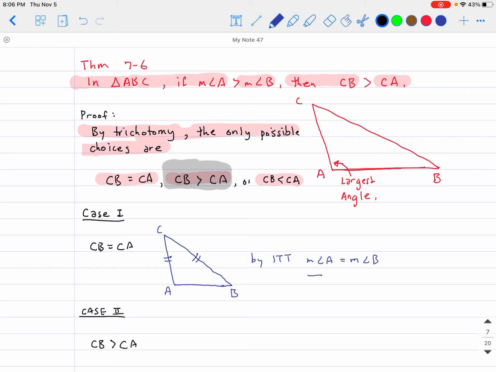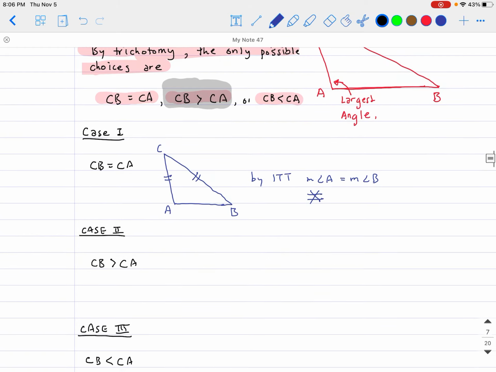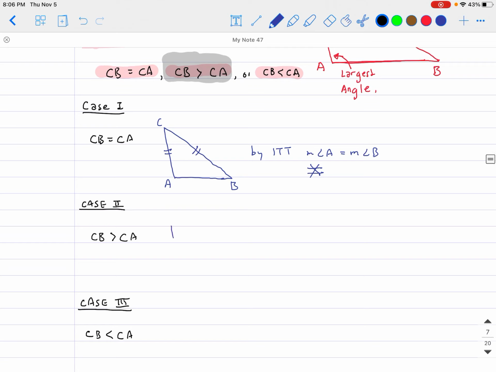And that right there cannot work because, remember, as part of the given, we said that A is greater than B. So this one is going to be kind of like an indirect proof in a way because we show that it's impossible. All right, well, let's go ahead and move on to the second one over here.